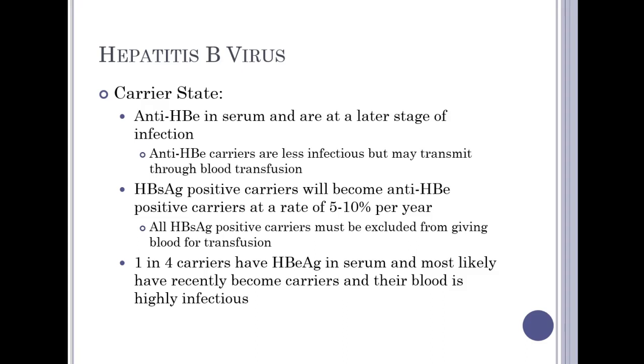These hepatitis B surface antigen positive carriers will become anti-hepatitis B E positive carriers at a rate of about 5 to 10% per year. All of those hepatitis B surface antigen positive carriers must be excluded from giving blood for a transfusion. So 1 in 4 carriers have hepatitis B E antigen in their serum and most likely recently became carriers, and their blood is usually highly infectious.